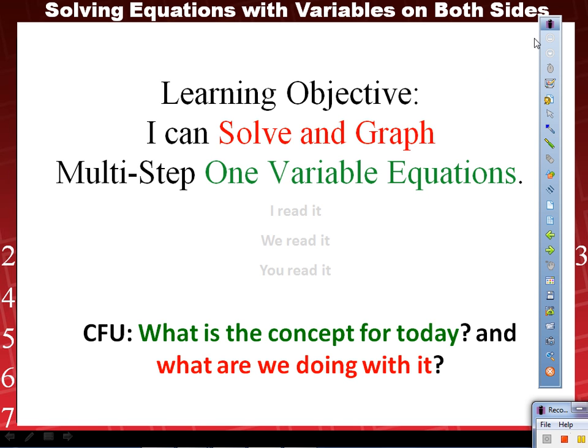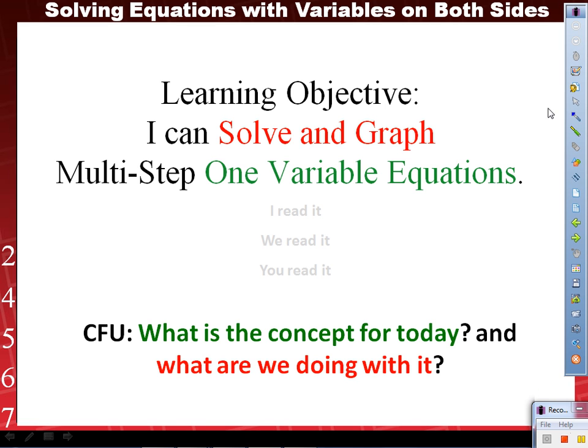Our objective for today: I can solve and graph multi-step one variable equations. Read together. 1, 2, 3. I can solve and graph multi-step one variable equations. So today we're continuing on from what we started yesterday.